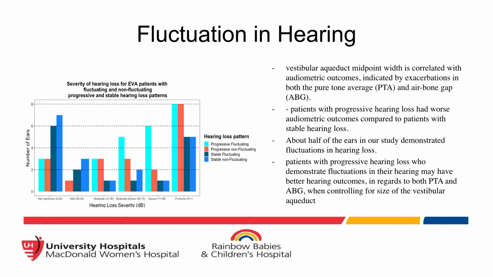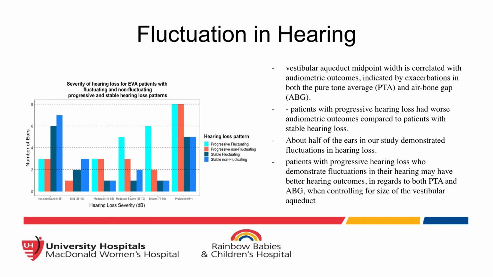The fluctuation was defined in our study utilizing Madden et al. 2003 methods and included either 1, an interim audiogram showing 10 decibel change in any 3 frequencies, 2, a 15 decibel change in any 2 frequencies, or 3, greater than 20 decibels change at any 1 frequency. And then fluctuation data was collected for each of the following frequencies: 250, 500, 1000, 2000, and 4000 hertz.